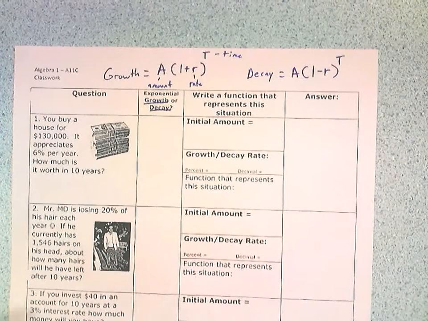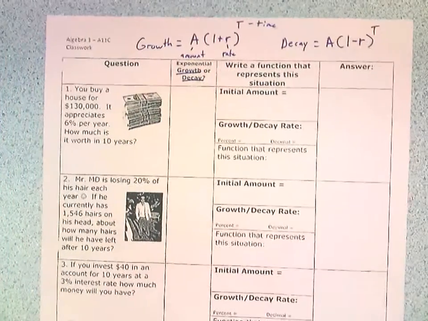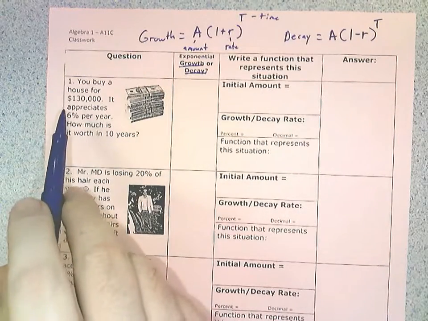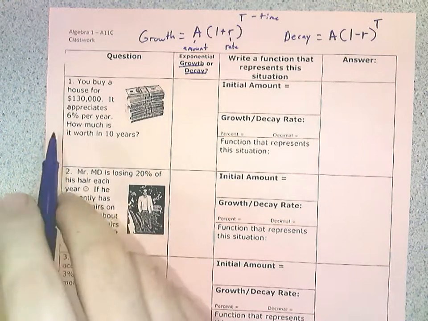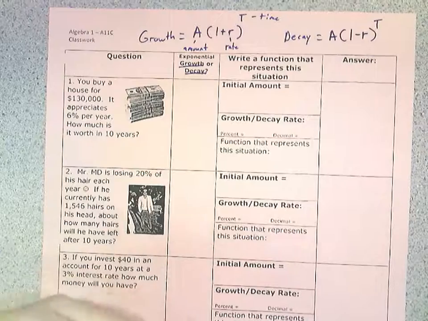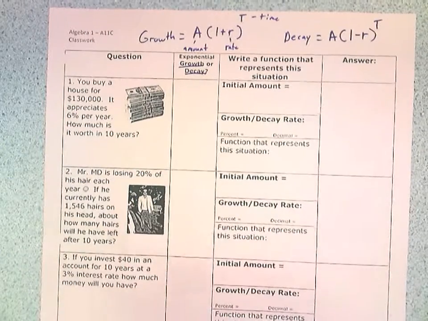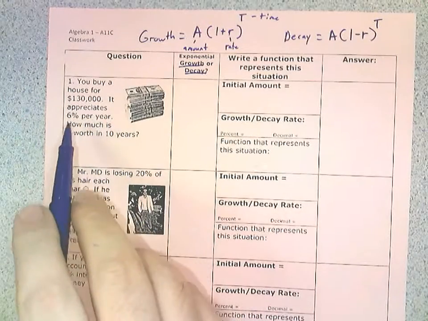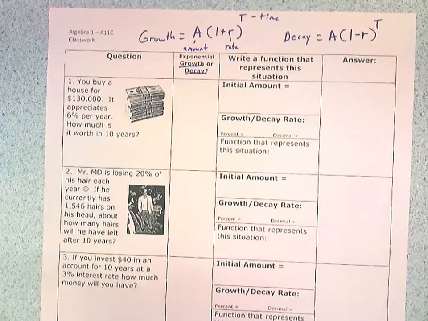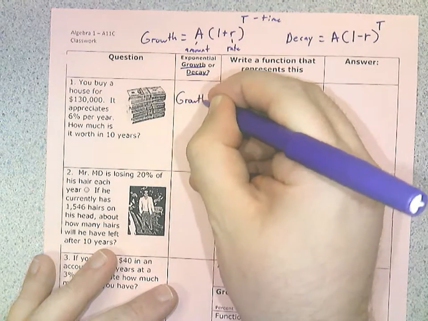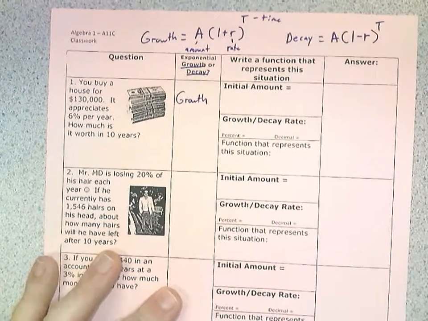So let's look at these and see if we can do a couple of examples. First example, number 1. You buy a house for $130,000. It appreciates 6% per year. How much is it worth in 10 years? Appreciates means that it's growing or getting bigger. If it's appreciating 6% per year, it's growing at 6% each year. So this is going to be a growth problem. It is growing over time.